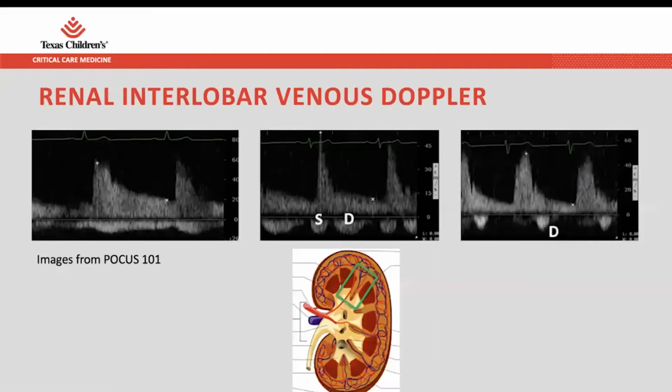So, renal interlobular venous Doppler. These images are from POCUS 101 because they're really nice. This is just an example of when you're looking at the kidney in profile, you put your Doppler box into the area where you can Doppler the flow off of these interlobar vessels. Then we're able to simultaneously capture the arterial tracing above the baseline as well as the venous tracing below the baseline. And we see the progression from relatively normal to a discontinuous pattern consistent with mild injury to a diastolic only flow pattern associated with more severe injury.